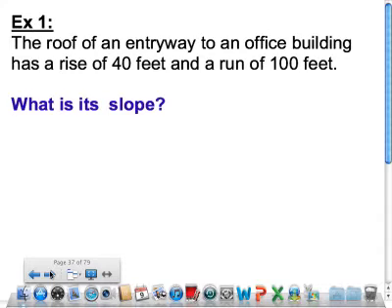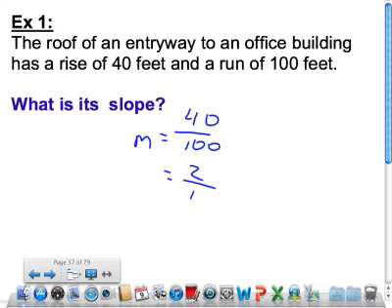So it says the roof of an entryway to an office building has a rise of 40 and a run of 100. What is the slope? M equals rise over run. And then simplify. 20 goes into both of those. 20 goes into 40 twice. 20 goes into 100 5 times. So the slope would just be 2 over 5. Up 2 over 5 is the slope.